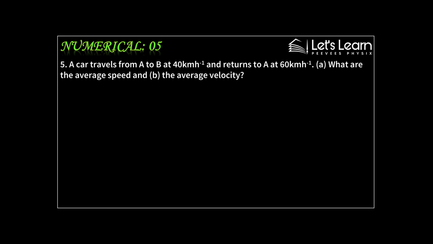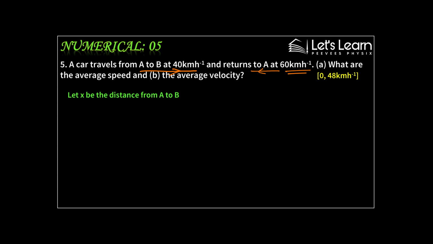Another question. A car travels from A to B one way with a speed of 40 km per hour and returns back to A with a speed of 60 km per hour. They wanted the average speed and average velocity. To get the average speed, we need the total distance traveled. Unfortunately, the question doesn't say anything about the total distance traveled.